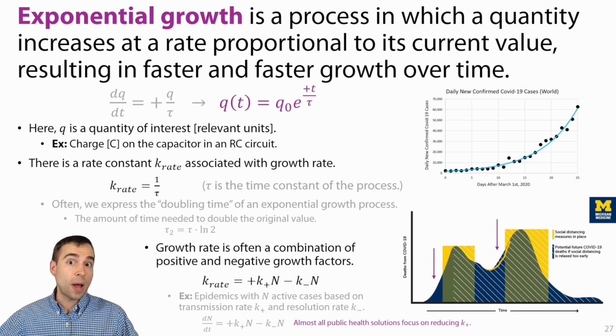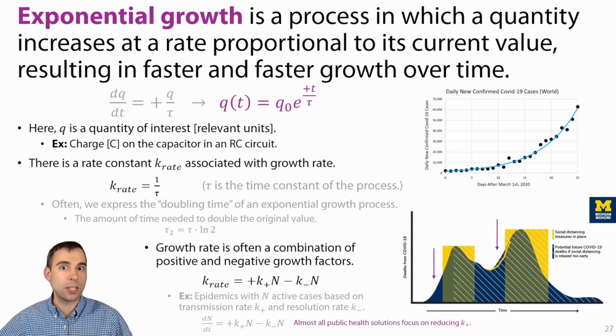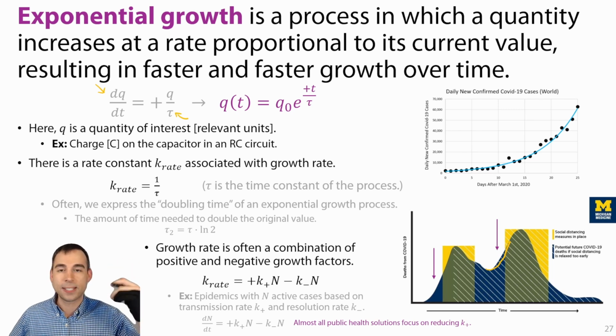Exponential growth is a process where a quantity increases its value proportionally to how much the original quantity was. So essentially, this is a runaway growth type of behavior where the rate at which some quantity grows with respect to time is based on a rate constant or a time constant tau.